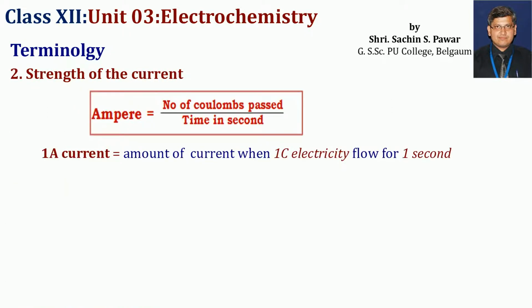Next, strength of current. As we know, the strength of current is measured in terms of ampere. From the same previous formula, Q is equal to I into T, we can write ampere as Q upon T, that is number of coulombs passed upon time in seconds, and thus 1 ampere current is the amount of current when 1 coulomb of electricity flows through the conductor for 1 second.